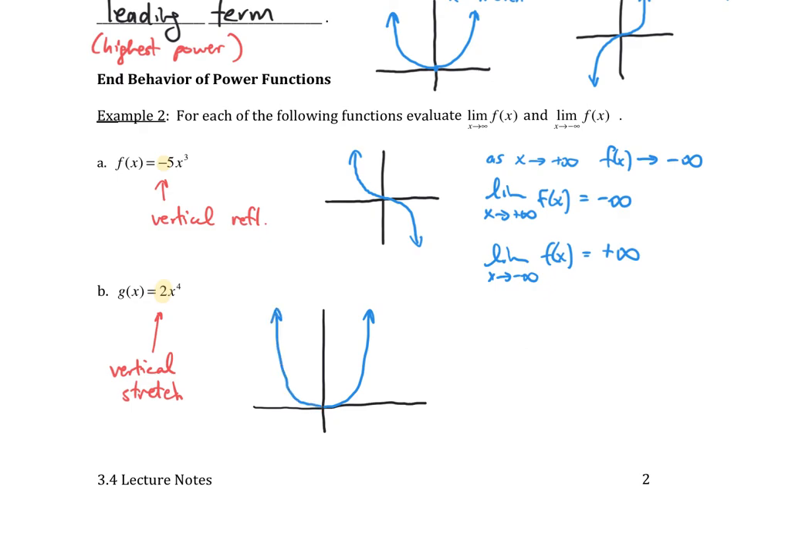As we can see in this case, the limit as x goes to positive infinity of g of x is positive infinity. As we move further and further to the right, the function gets bigger and bigger. Same thing if I calculate the limit as x goes to negative infinity of g of x: that's equal to positive infinity again. As I move further and further to the left, my function gets bigger and bigger.